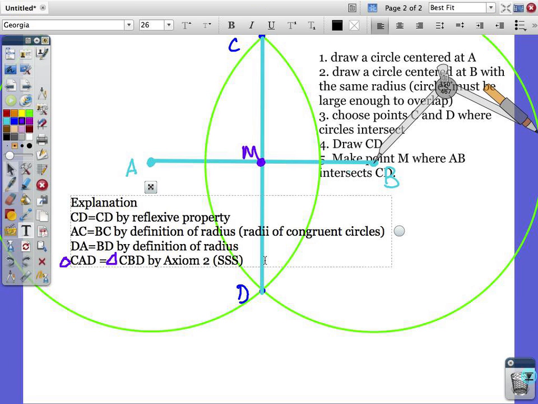Okay, this one's gonna get a little crazy now. We're about to use axiom 3, which we haven't used before. We're about to get crazy. Hold on, don't erase it.